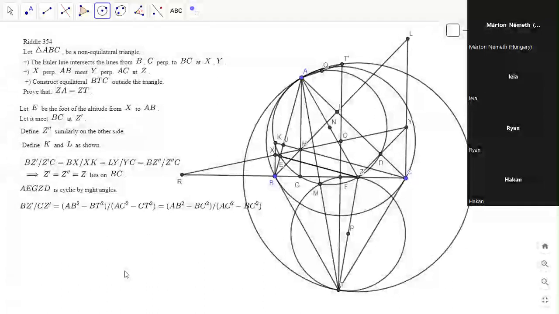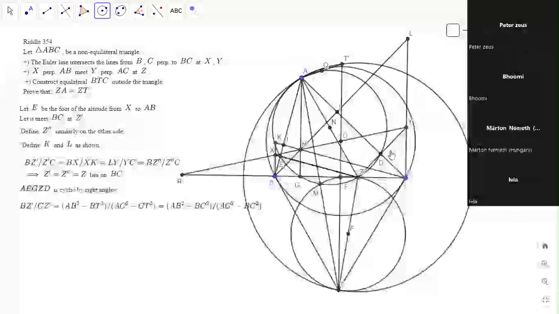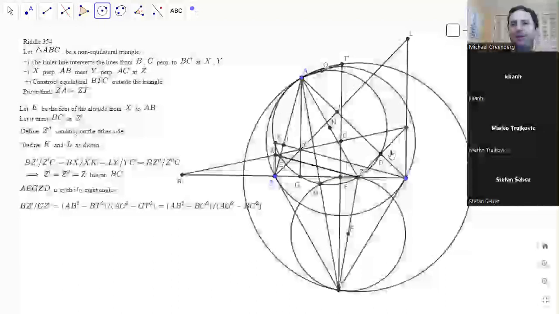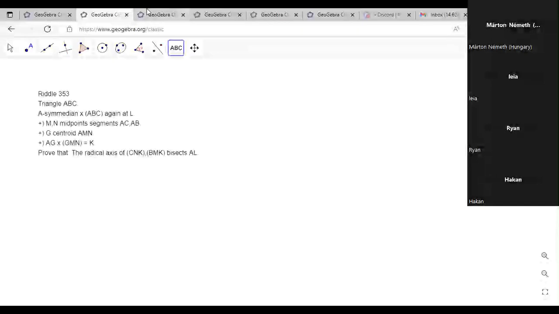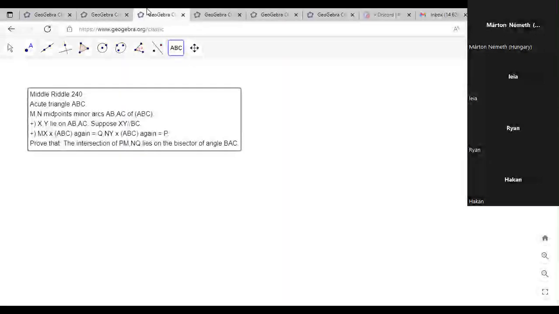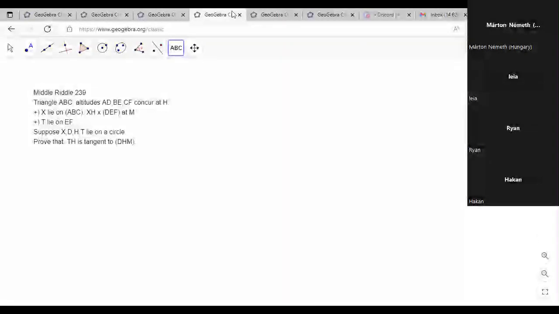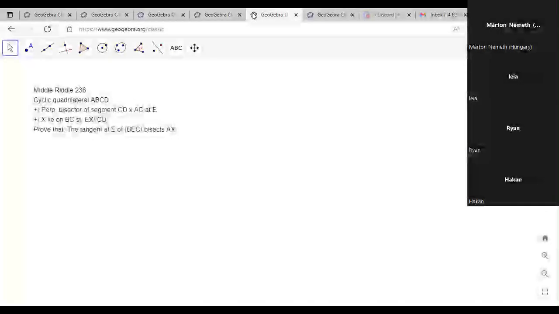So I like this idea, but we're halfway through the session. Do you want to try to finish this up or do you want to move on to the next problem? See if we could try an easier one. Let's do another one since this looks just like some bashing. Okay, I agree. Okay, so here's another riddle. Let's do an easier problem for now. Like this one looks like it's probably easier.